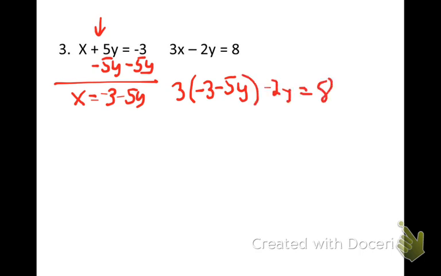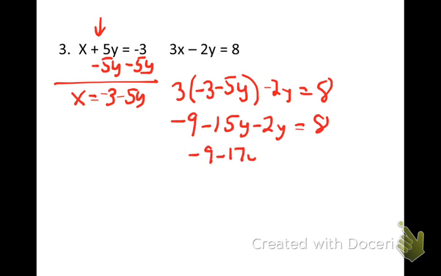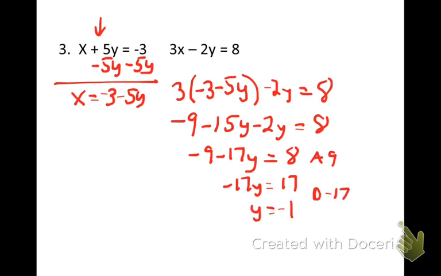Now it's just a matter of going through and solving that. So when I distribute, I'm going to get negative 9 minus 15y minus 2y equal 8. I'm going to simplify on this side first and get negative 9 minus 17y equal 8. So now I'm going to add 9 to each side and get negative 17y equal 17. And if I divide by negative 17, I get y equals negative 1.